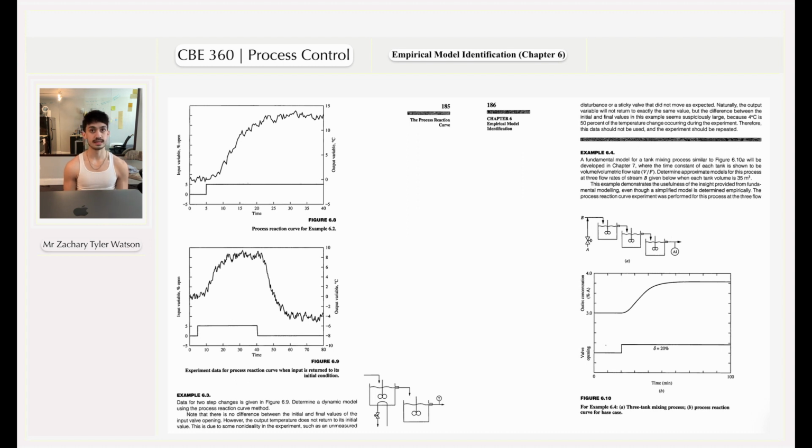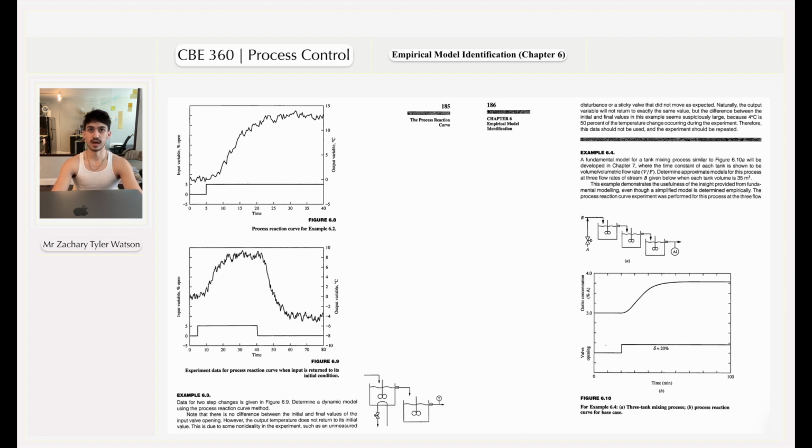So we have our 3 stirred tank reactors in series. We have an inlet A and we have an inlet B. A is the manipulated variable. D might be considered the load or it might be considered the disturbance, I'm unsure. However, at the end of the pipeline, we have an analyzer indicator. Figure 6.10, example 6.4a, 3 tank mixing processes and a process reaction curve for base case.